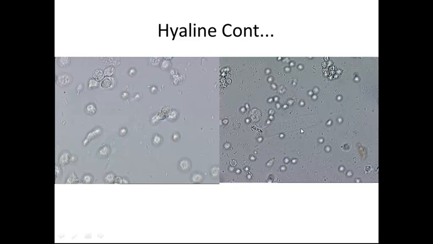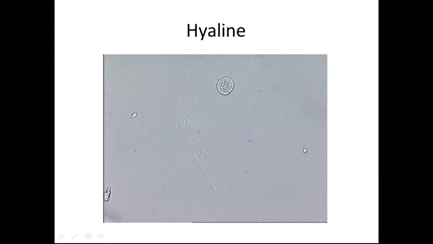You can see the outline a little bit better on this one because the light is turned way down, where the light is a little bit more on the left-hand side of the picture. So on the right-hand side, you turn the light down, you can see it a little bit better. Here's another picture of the hyaline cast right here in the middle.